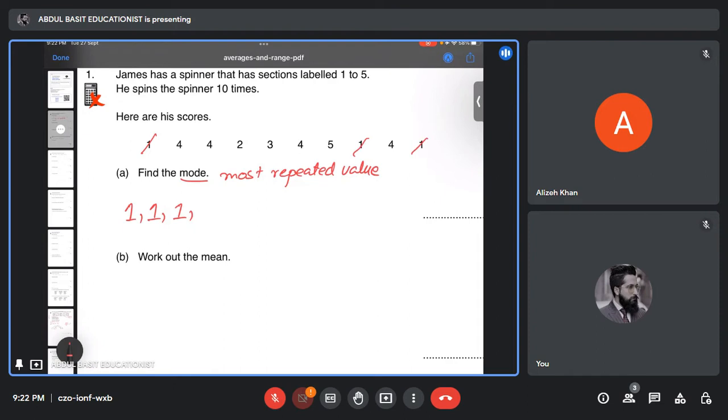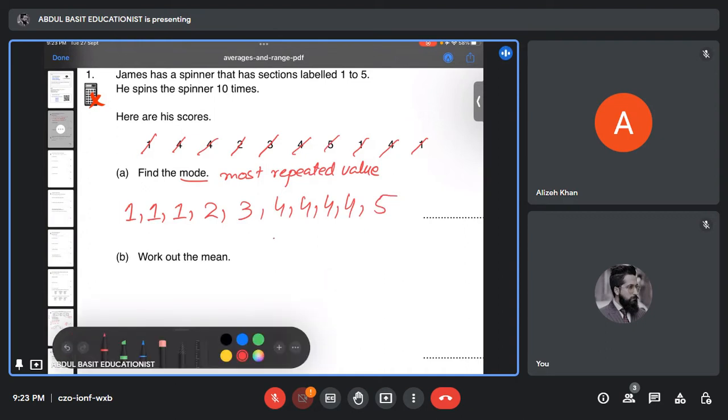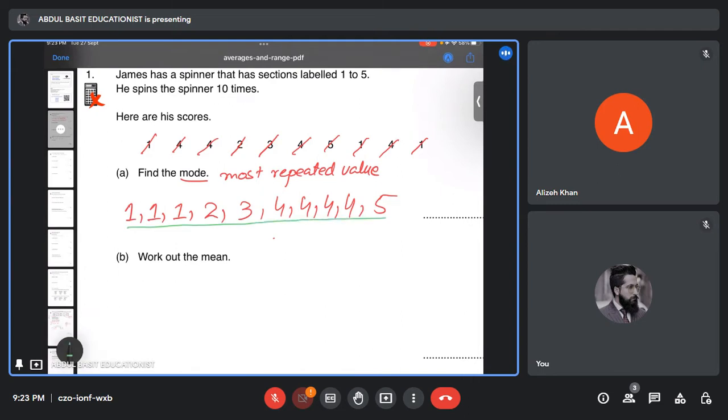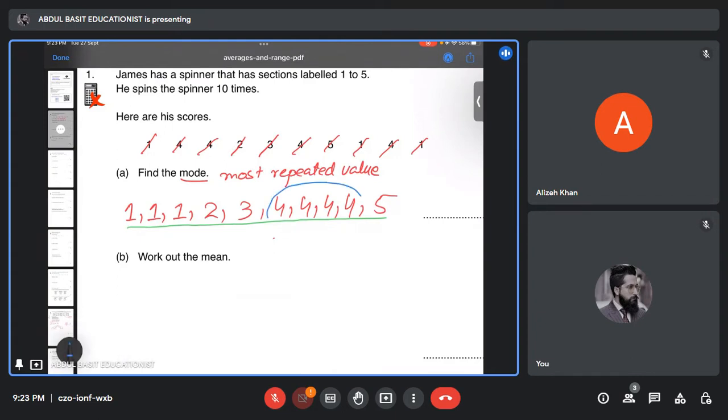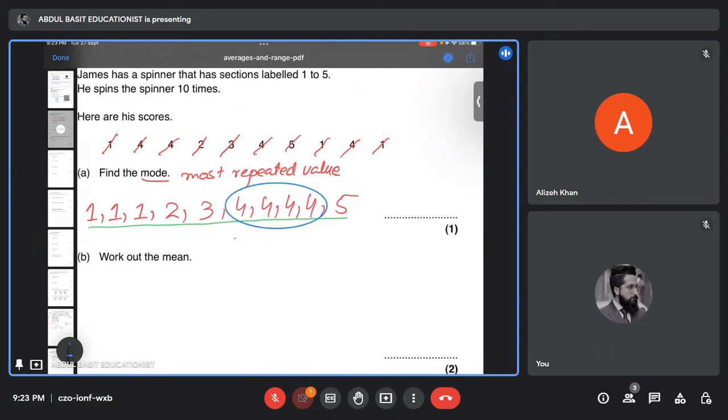Okay, let's see how many twos we have. We have only one 2. What about 3? We have one 3. So we are left with fours only. How many fours do we have? 1, 2, 3, 4. So I have to write 4 fours and a 5. Now count it for the sake of verification: 1, 2, 3, 4, 5, 6, 7, 8, 9, 10. So my numbers are arranged in ascending order. As I can see that the number 4 repeated 4 times, the mode is 4.